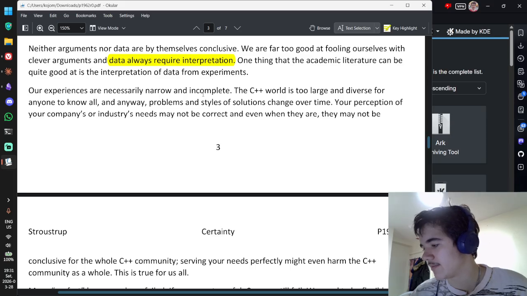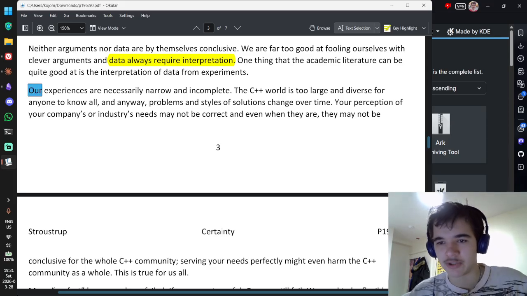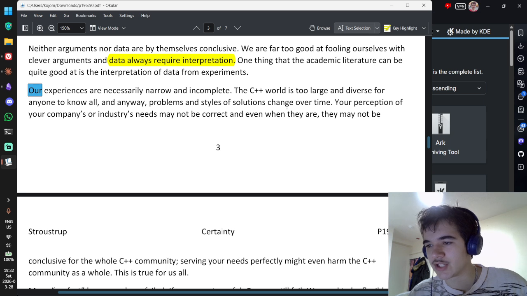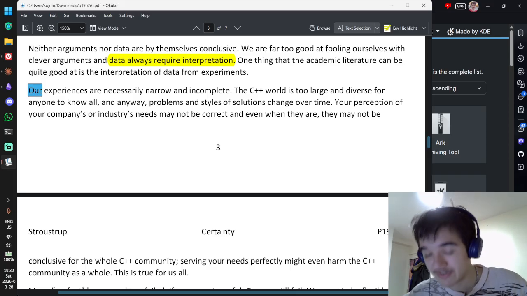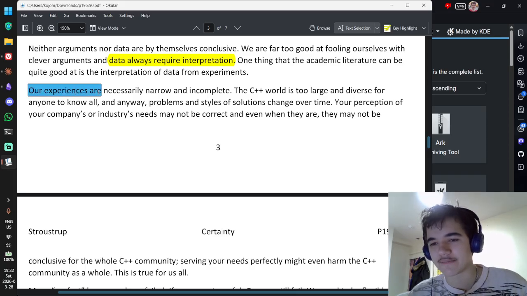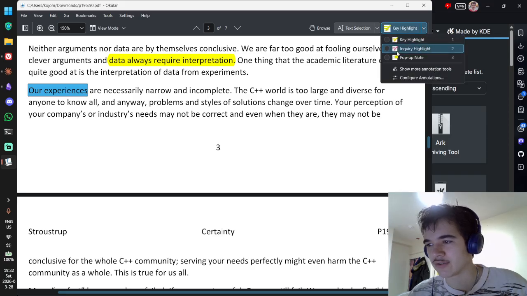We couldn't possibly take into account every other. I mean, we could actually, but anyway, the C++ world. Once again, by "we", he's talking about the committee. The C++ world is too large and diverse for anyone to know all, and anyway, problems and styles of solutions change over time. It is interesting how when he says "we" and "our", he is, I think, referring to the committee specifically, but even so, these do still quite apply to a general audience.